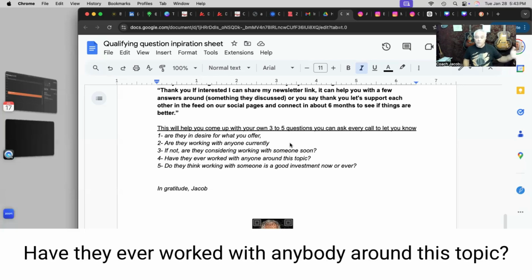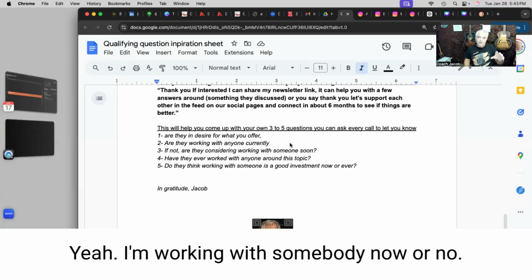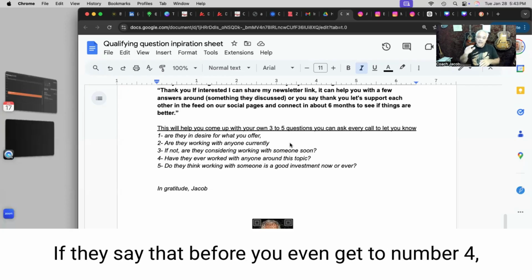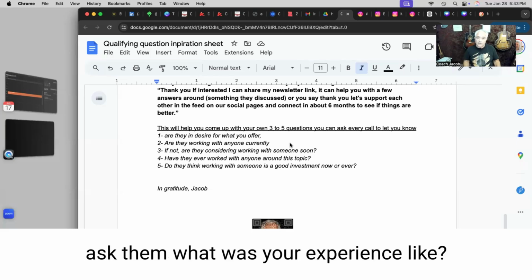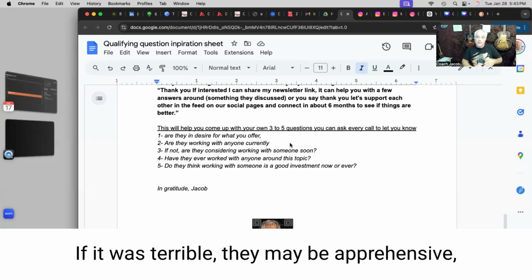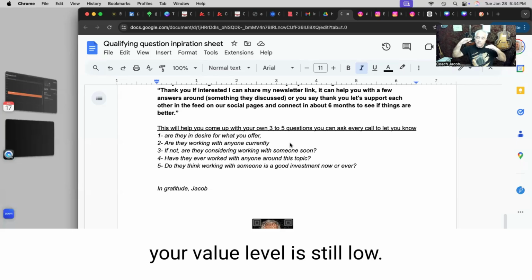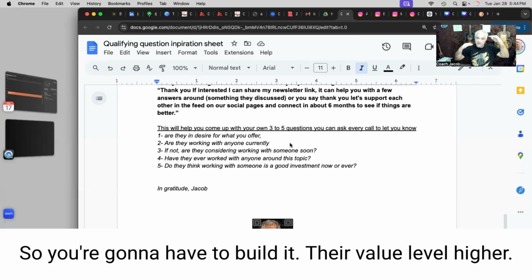Next question, have they ever worked with anybody around this topic? Yeah, I'm working with somebody now. Or no, I worked with somebody before. If they say that before you even get to number 4, ask them, what was your experience like? If it was terrible, they may be apprehensive. So you're going to have to build more value, because their risk level is higher and your value level is still low. So you're going to have to build that value level higher.